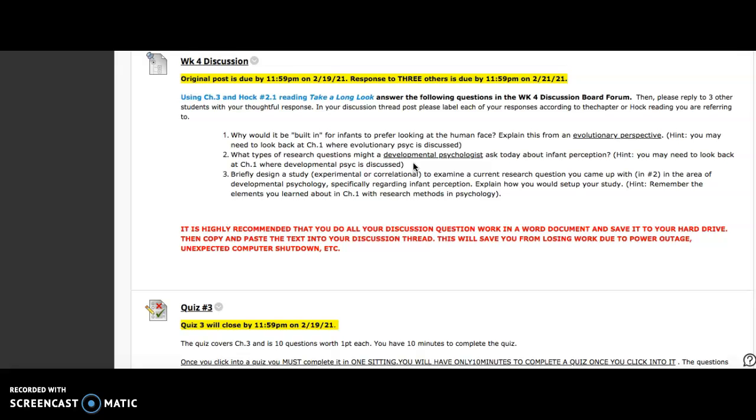So maybe this is where you can use some creativity, and come up with something new that you think maybe we don't already know about infant perception. It also requires you reading really well in the half of the book that covers perception to know what questions have been asked and what questions haven't.